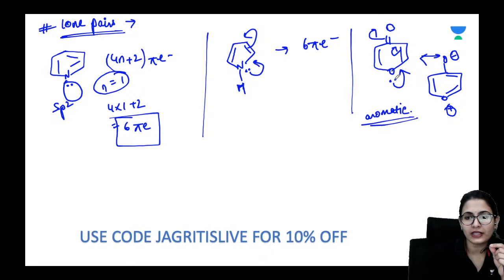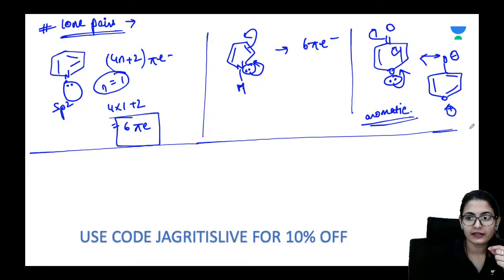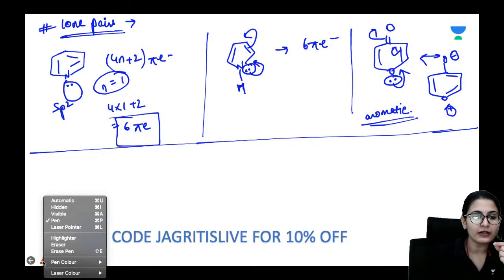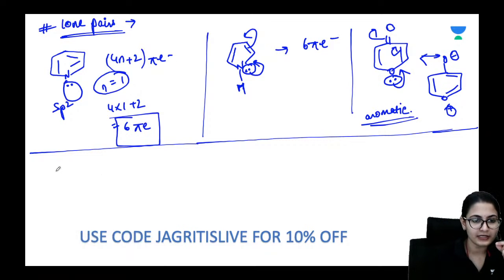Okay, and what do you say? The lone pair is also aromatic over here. Lone pair is also aromatic in both of these cases. ठीक है, very well, very nicely understood. Now let's also talk about more examples. ये देखो, to this molecule, for example, देखो, there's a nitrogen over here, right?